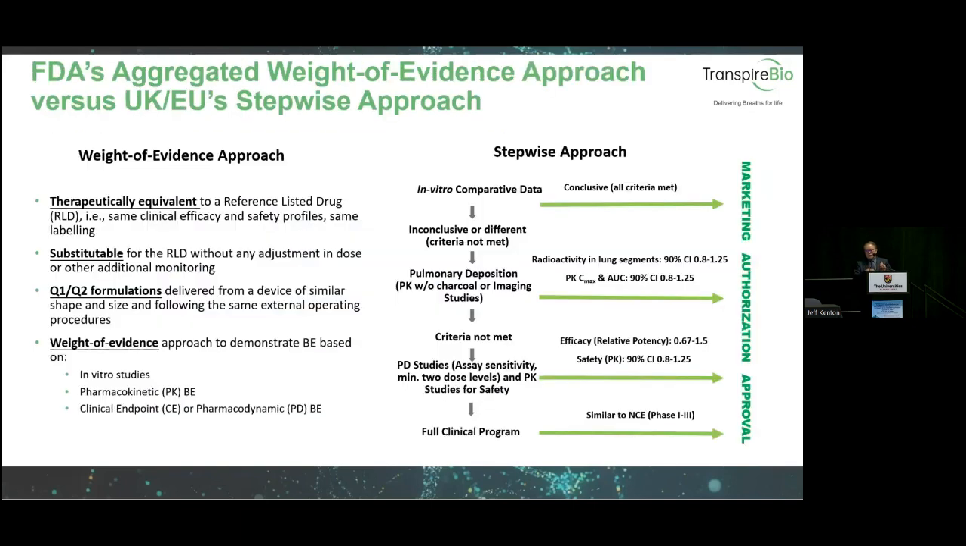On the left-hand side is the weight of evidence approach, and on the right-hand side is the stepwise approach adopted by the UK and Europe. With the stepwise approach, you can receive approval for a hybrid product based on in vitro comparative data only, as long as you meet all the in vitro criteria. If any of the criteria is not met, then you go to deposition, equivalency in pulmonary deposition, which can be demonstrated by PK with or without charcoal or by an imaging study.